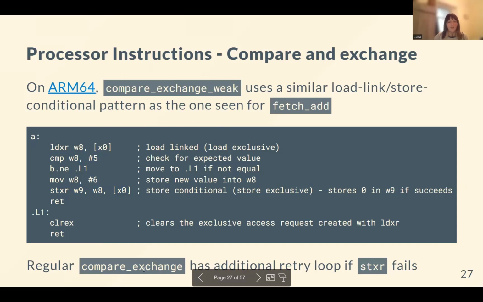And then if you had the compare exchange, so you want it to never spuriously fail, then you just end up with an additional retry loop. So here, if this actually failed to store, so W9 was non-zero, then you would go back and try again. If the value was different, it would still just be like compare exchange weak, where it would fail as normal. It's not doing a loop when the compare fails, it's doing the loop when the store fails because something else accessed that memory.